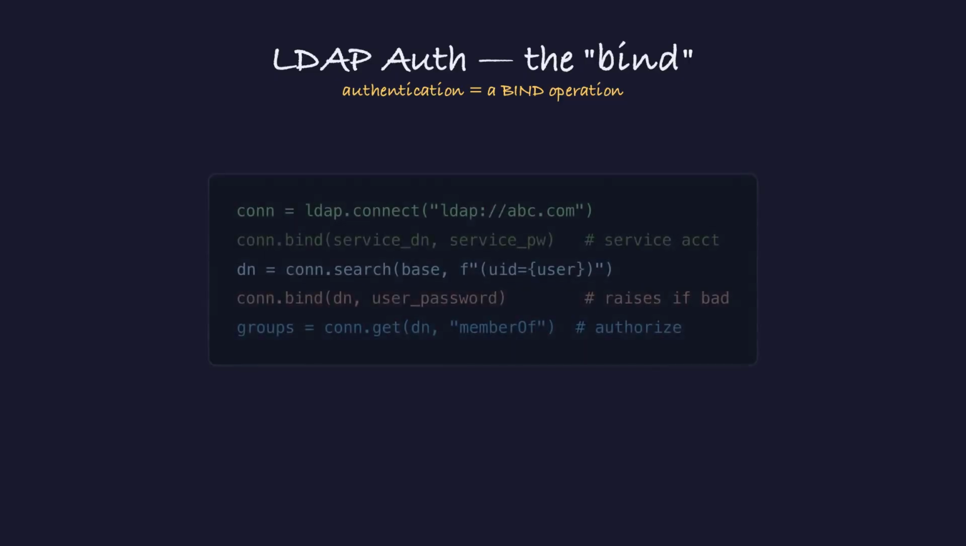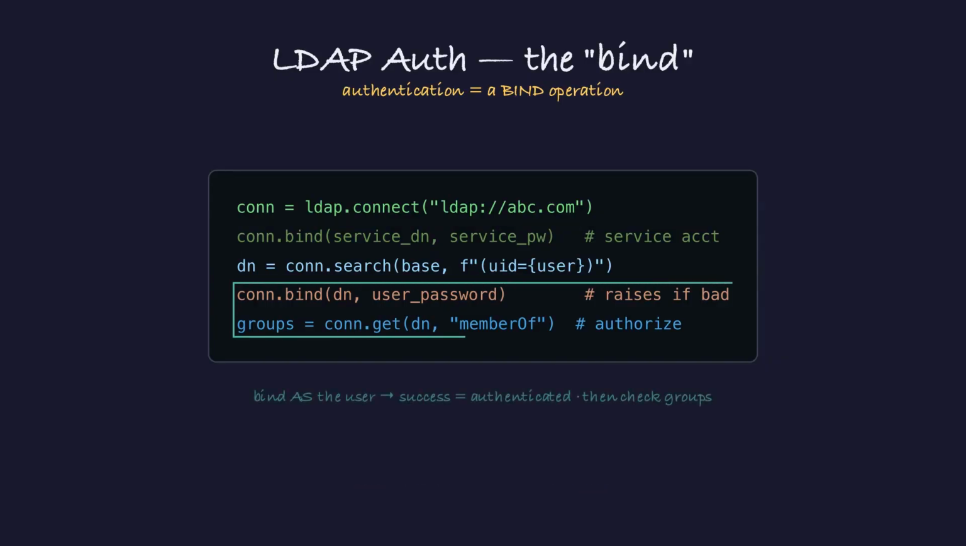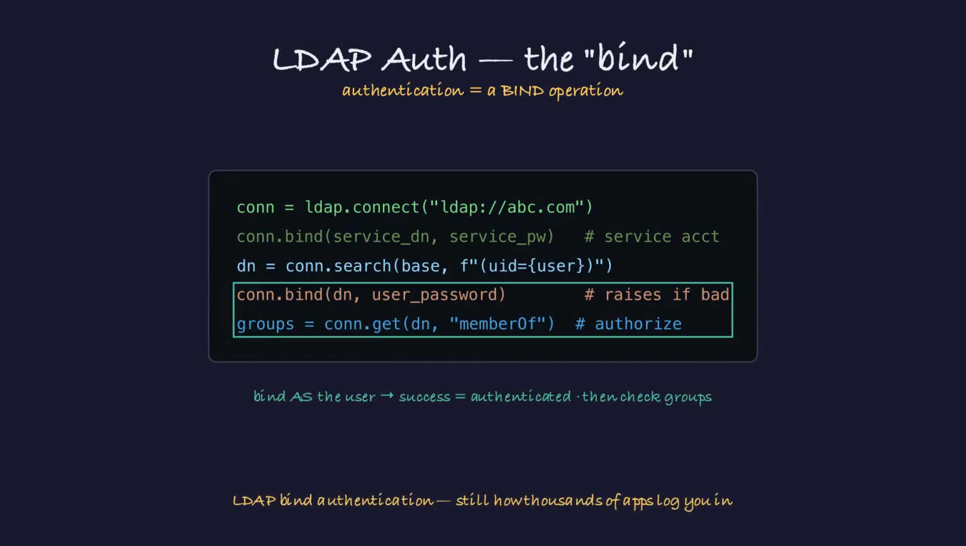In a real app, a login form, a VPN client, it goes like this. First, a service account binds and searches for the user's full DN by their username. Then it binds again, this time as the user, with their password. If that bind succeeds, they're in, and a quick group lookup handles authorization. This is LDAP bind authentication, and thousands of enterprise apps still log you in exactly this way.